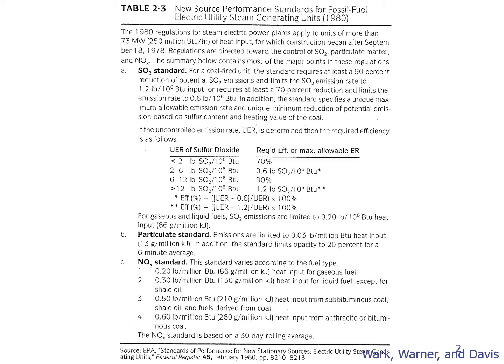And you can see that if your UER, uncontrolled emission rate, falls between 2 and 6 pounds of SO2 per million BTU, then you have to get your emissions down to 0.6 pounds of SO2 per million BTU. So from whatever it is, maybe it's 3 pounds of SO2, you've got to get it down to 0.6. And then you can see for higher uncontrolled emission rates, there are these other stipulations. Let's talk a little bit more about this. What's happening with the power plant?